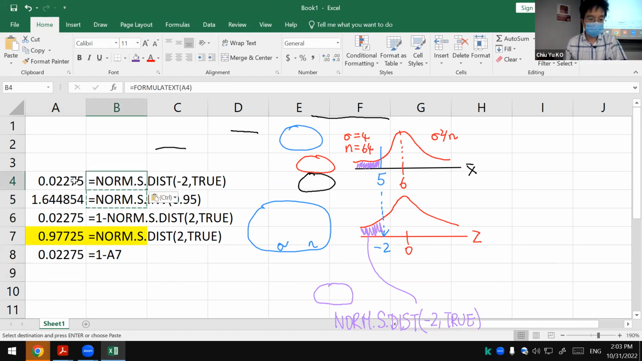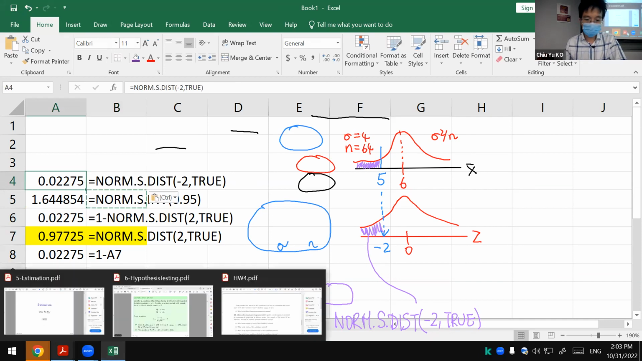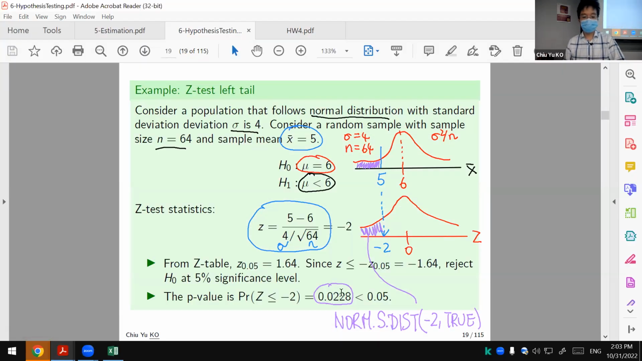It's going to be 2%. And 2% would mean that we will reject. Is that clear? And I would like to point out how you can do it in the critical value method.